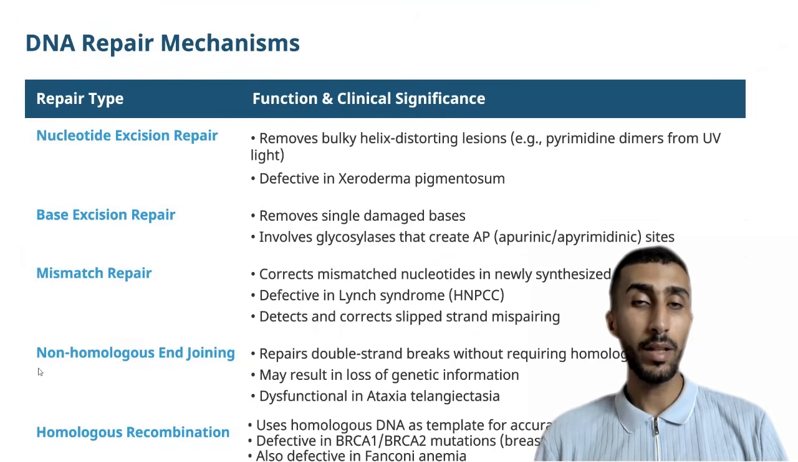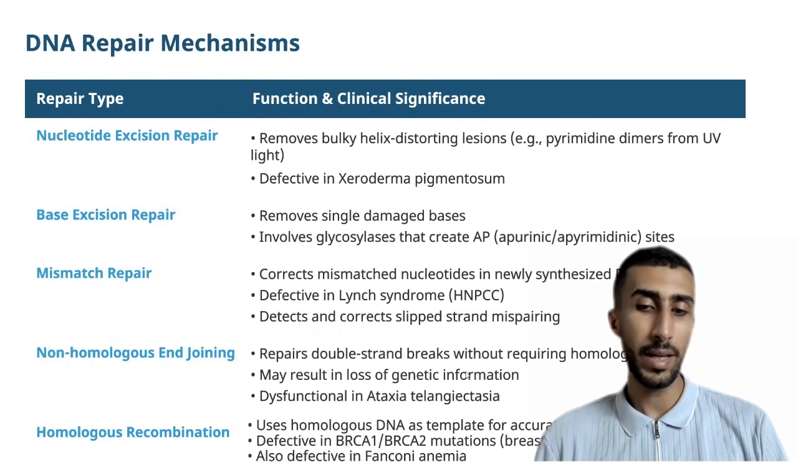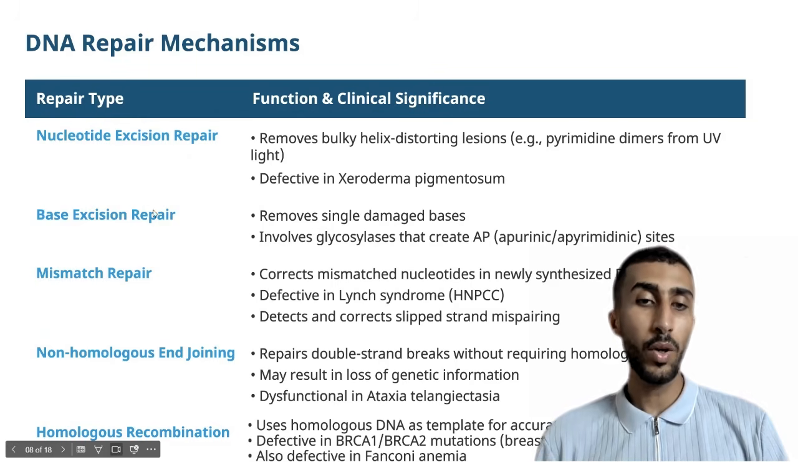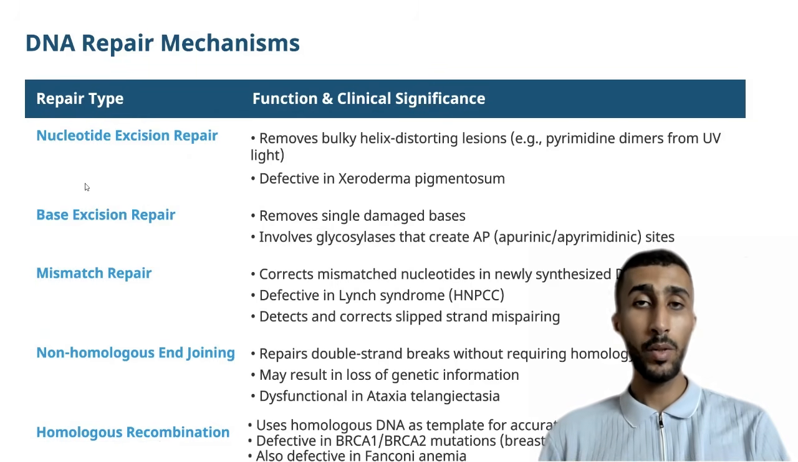If we have a defect in non-homologous end joining, we are predisposed to ataxia telangiectasia, versus homologous recombination, which uses a homologous DNA as a template for accurate repair. So non-homologous end joining seals the gap and may result in loss of genetic information, but homologous recombination uses a homologous DNA template for accurate repair. This is defective in BRCA1 and BRCA2 mutations, breast and ovarian cancer, and also in Fanconi anemia. So you have to remember which goes with which.